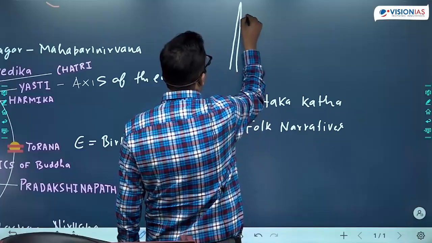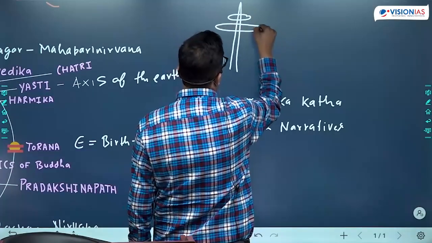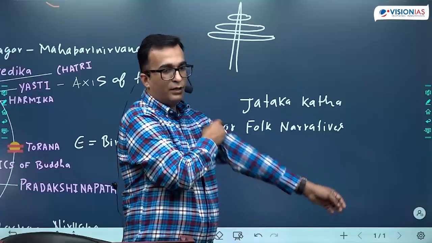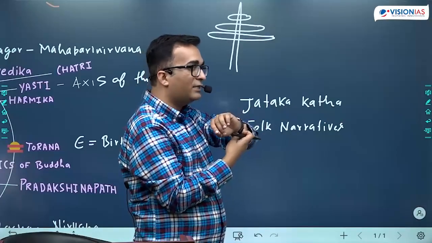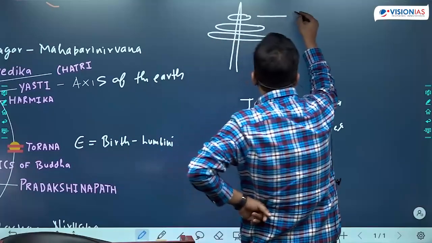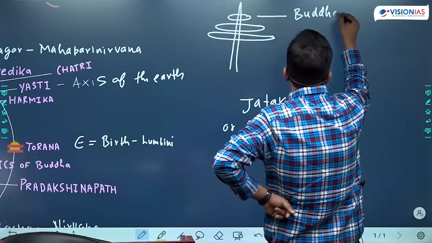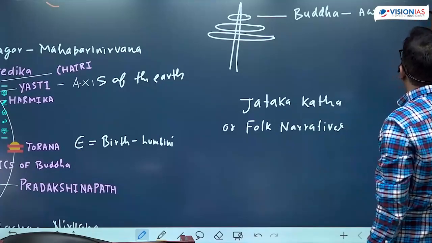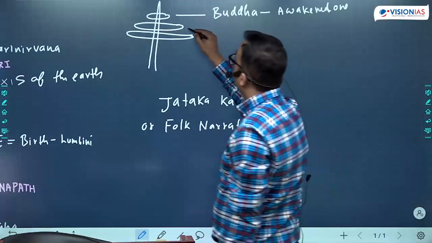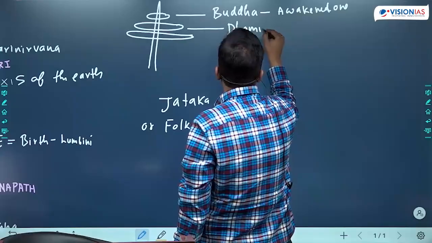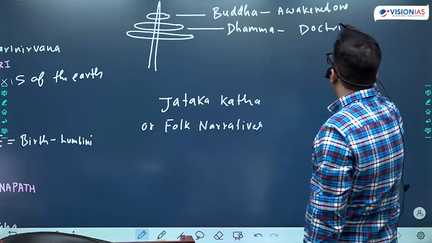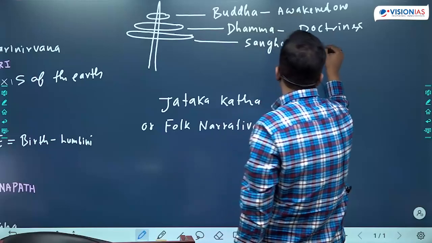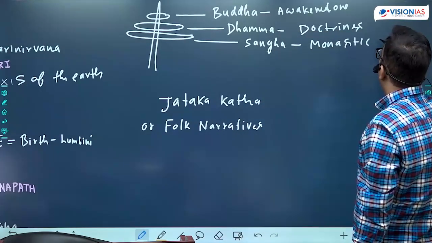The three horizontal discs in varying sizes represent Buddha, the awakened one, Dhamma, doctrines, and Sangha, the monastic order.